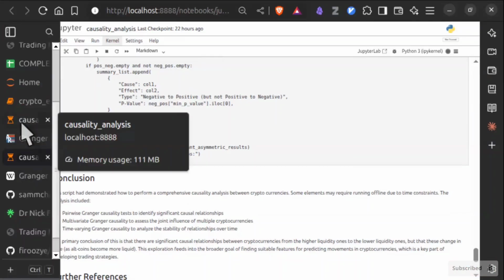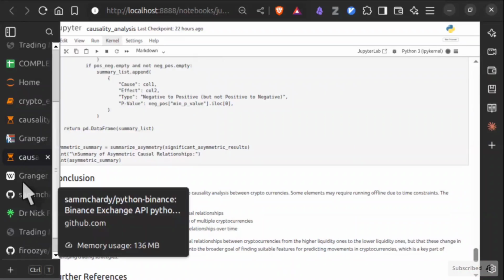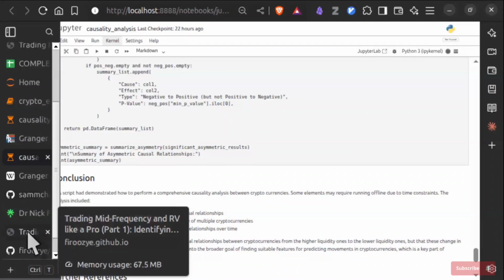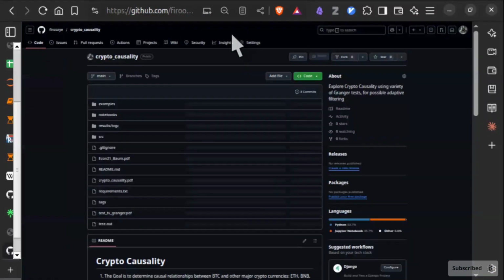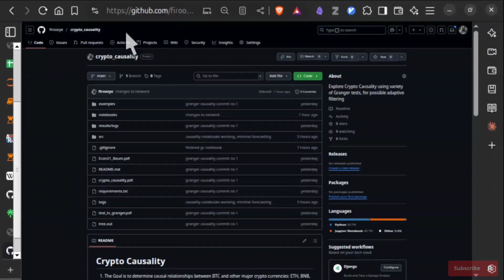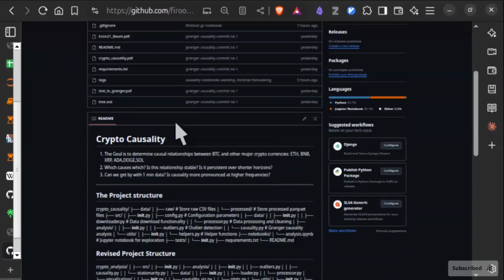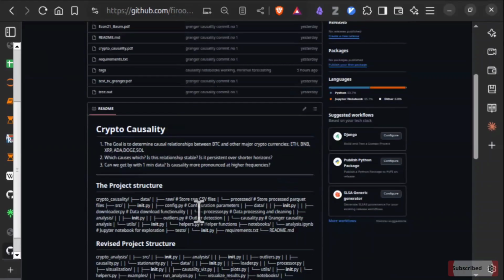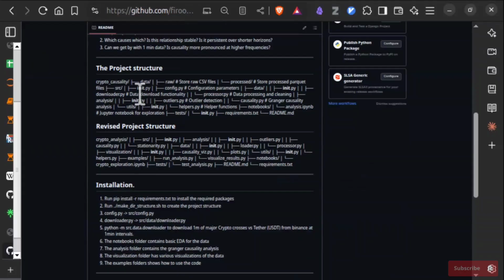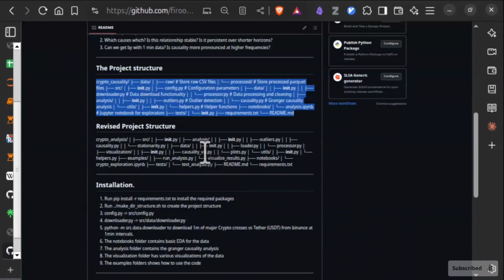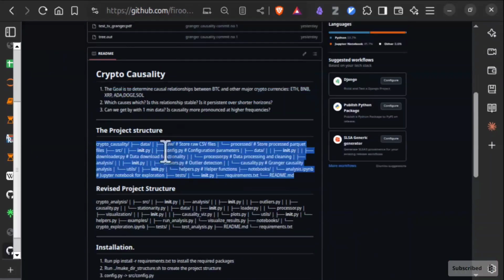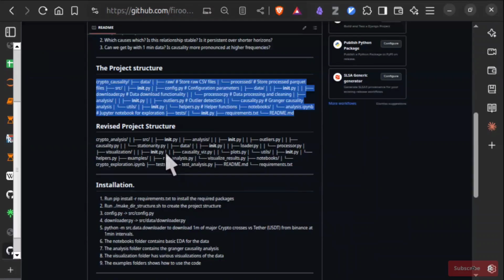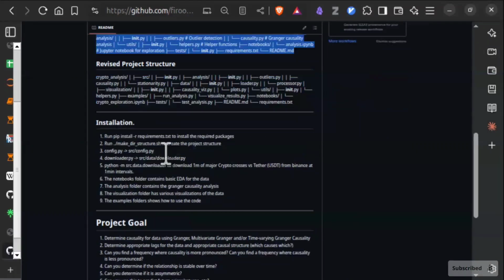So this is executing. If you go to my GitHub repo, github.com/Firoozye/crypto-causality, I just stuck everything in there. And it doesn't look so nice here. My markdown skills are very limited, because it looked so much nicer in my browser than it does here. I'll have to work on that if it matters to anyone.